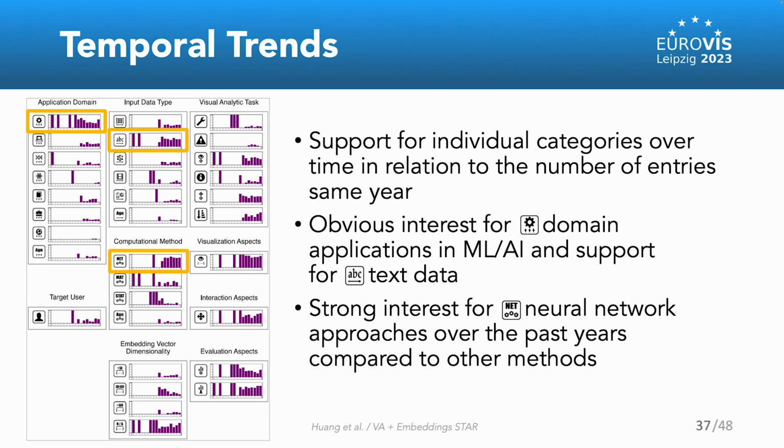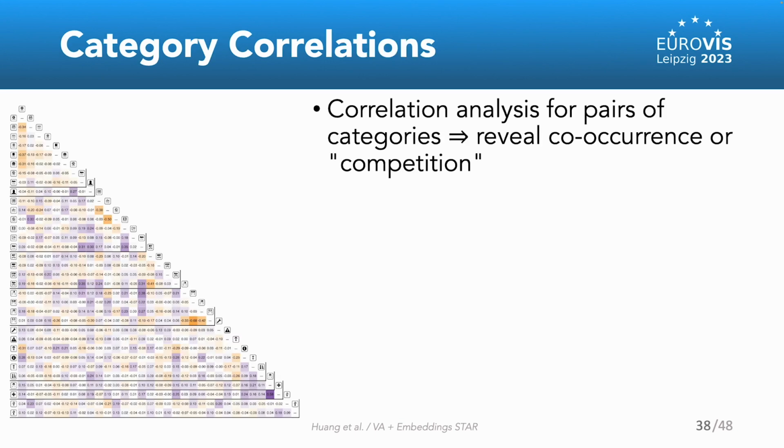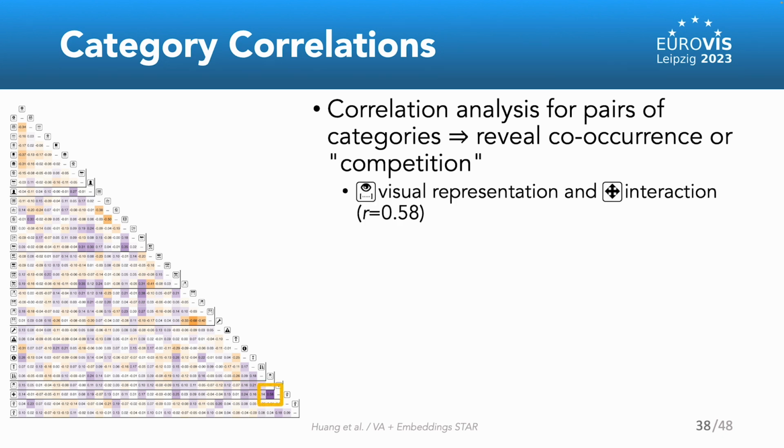Another perspective to consider is whether the categories tend to co-occur in particular patterns or if they tend to compete, so to speak, and lead to exclusion of other categories. Here we present the results of Pearson's linear correlation analysis with pairs of categories. The shades of blue indicate positive correlation, while orange indicates negative correlation. Some of the interesting results include, for example, the rather strong but far from perfect correlation between the use of explicit visual representations and interaction techniques.